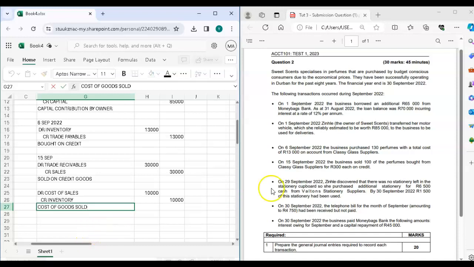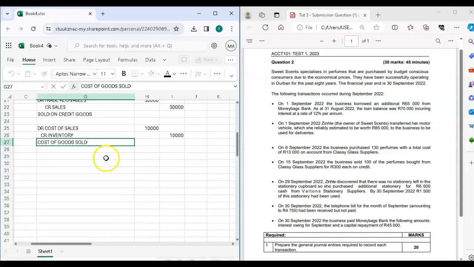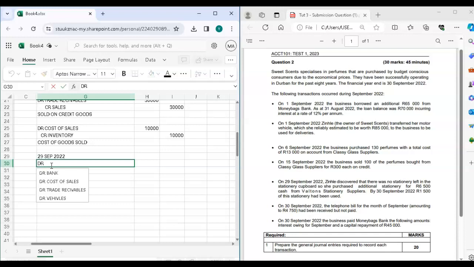Now the next one, 29th September. So straight away on a new date, always put 29th September 2022. And now let's see. So Zane discovered that there was no stationery left, so you purchased additional stationery from suppliers. Straight away record that transaction first. So you bought stationery. Anytime you bought, you credit bank. You bought it for cash, yeah, so it's credit bank. So first it's debit stationery.